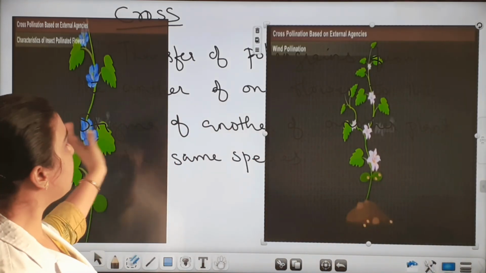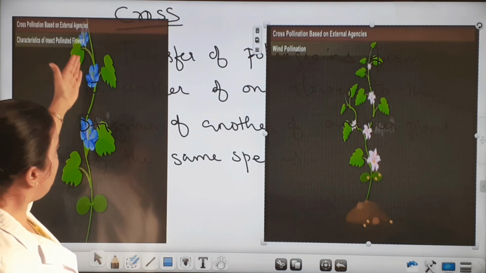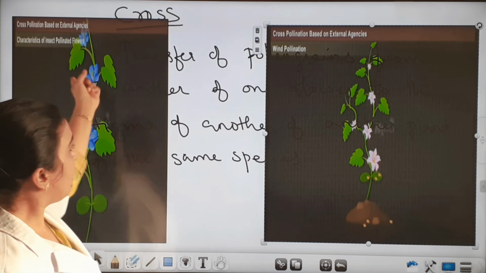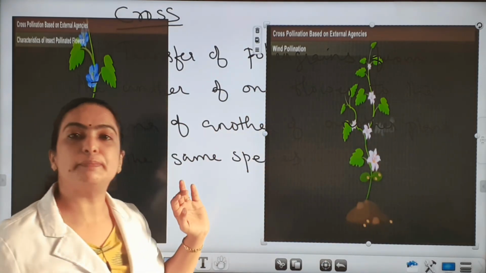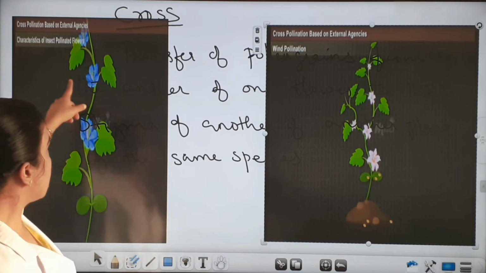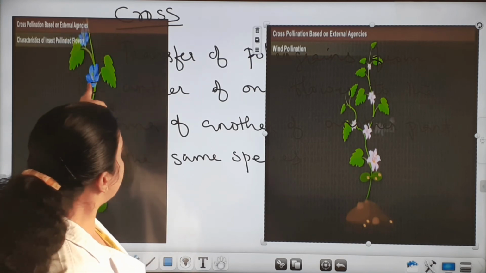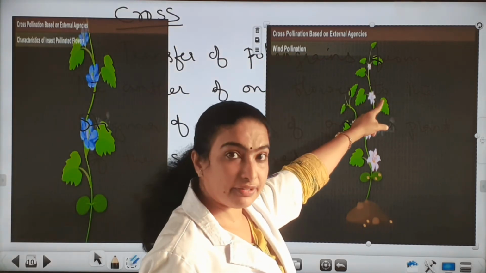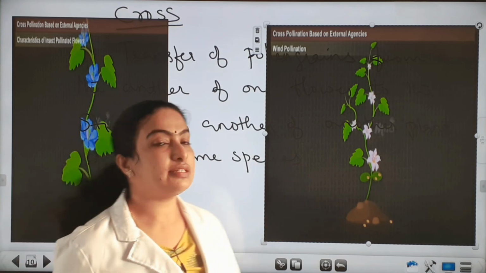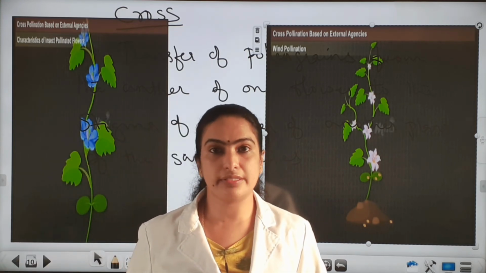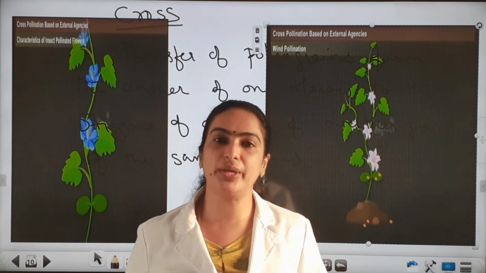So suppose these are two different plants. There is a chance of transfer of the pollen grains from this flower to another flower of another plant but of the same species. Is it clear? So the transfer of pollen grains from the anther of this flower to the stigma of another flower of another plant of the same species. Is it clear? So for that pollinating agents are needed for doing this cross-pollination.